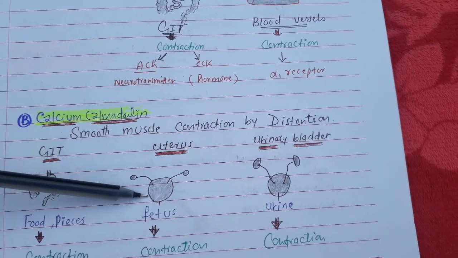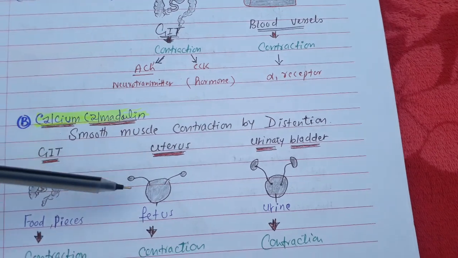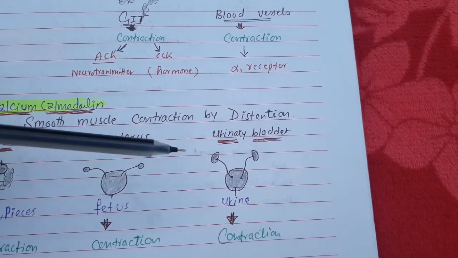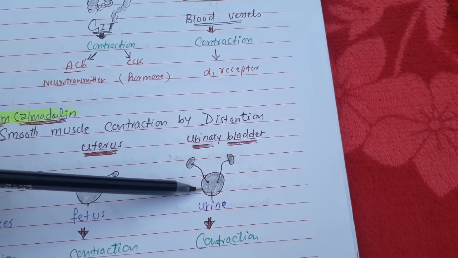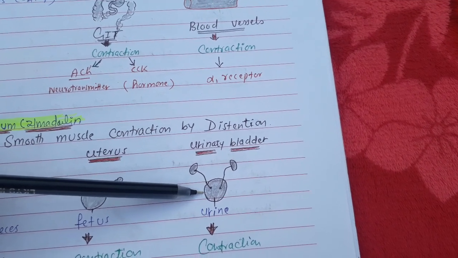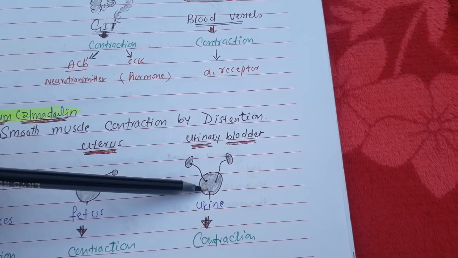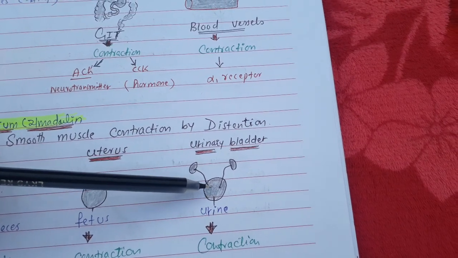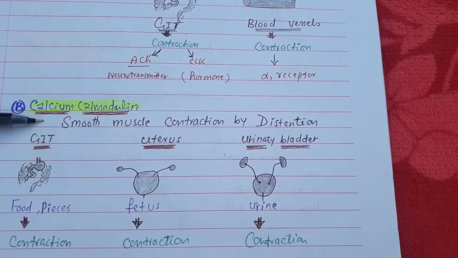In the uterus, there is a fetus, and the fetus has a weight, and that weight will lead to distension, and that distension will also lead to contraction of the uterus. Now the urinary bladder. When the urine in the urinary bladder is full, there will be distension on the smooth muscle, and that will lead to a contraction, and that contraction actually occurs by calcium-calmodulin.